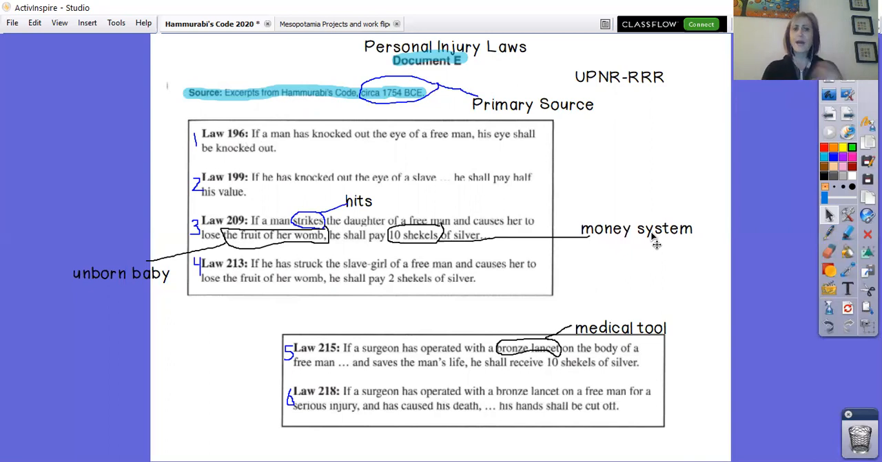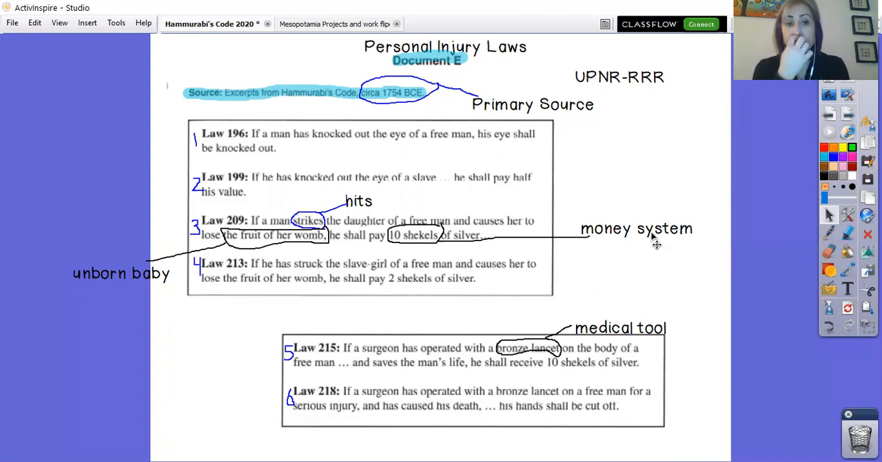As a woman, I'm like, bro, so if you hit a free man, same thing happens to the free man. But if you cause me to have a miscarriage, you just gotta pay my father. You don't even get to pay the daughter. The daughter, too bad, so sad, you pay the father. Again, different time, I have to remember that.